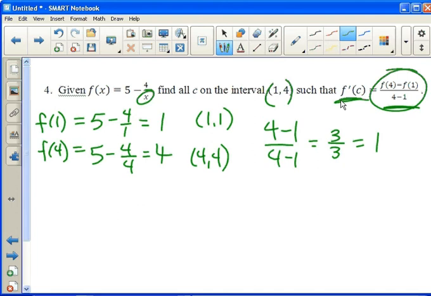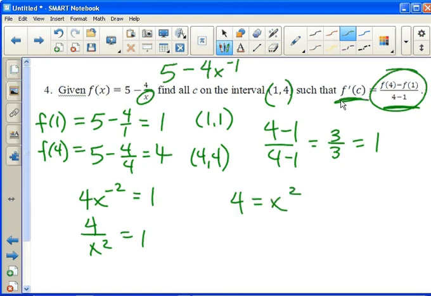Well, 5 minus 4x to the negative 1 is equivalent. The derivative of that would be positive 4x to the negative 2. So we get 4 over x squared, or 4 equals x squared. I just multiplied x squared by both sides. Then you take the square root of both sides and you get plus or minus 2.